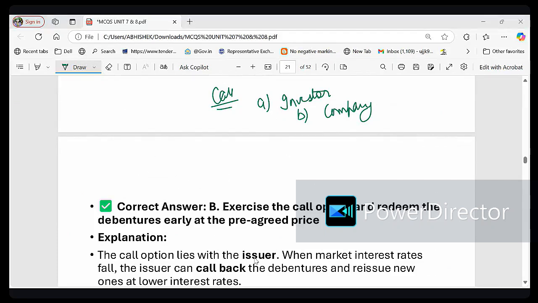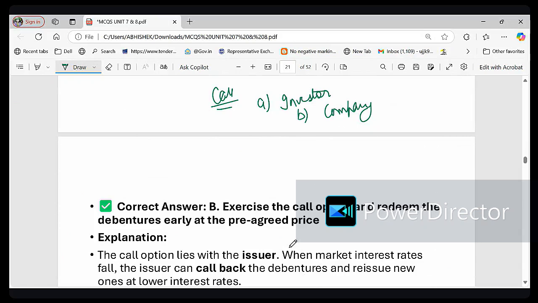Right. So this is a very important thing. The question asked is: the call option is held by whom? Does the investor hold the call option, or is it the company who holds the call option? The answer is option B, company. The company can call back the debenture. It can redeem the debenture.